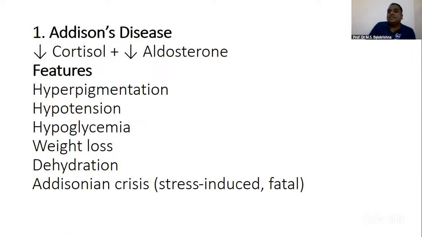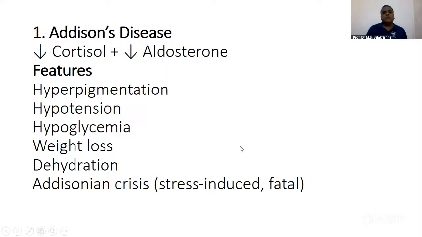So in Addison's disease, there is a decrease in cortisol plus a decrease in aldosterone. So this is how all questions will be asked. This presentation is just the applied aspect of what is expected as questions. The features of Addison's disease: hyperpigmentation, hypotension, hypoglycemia, weight loss, all will be there.